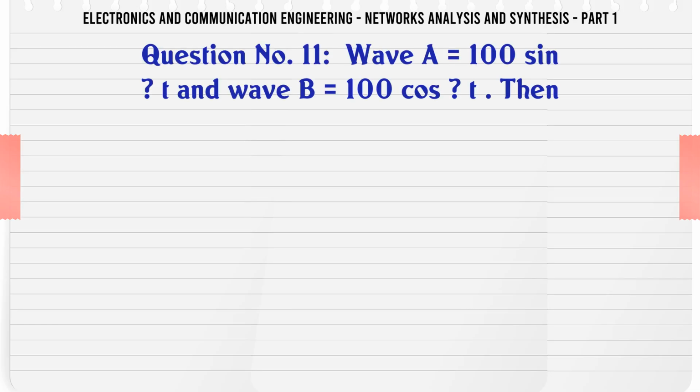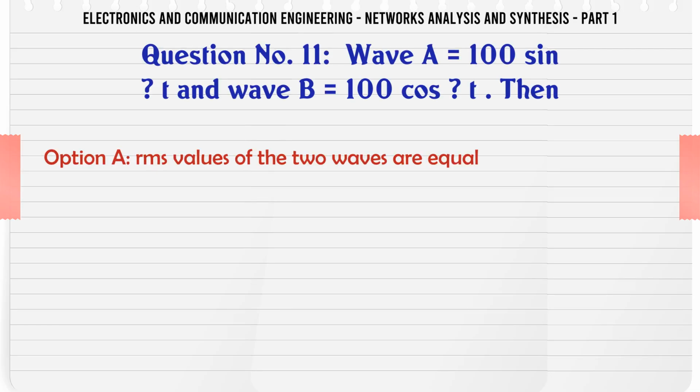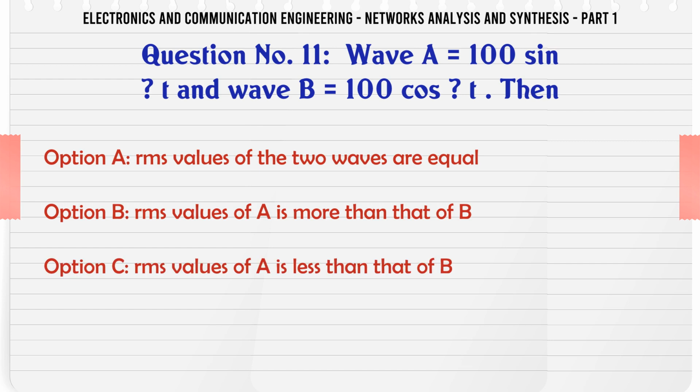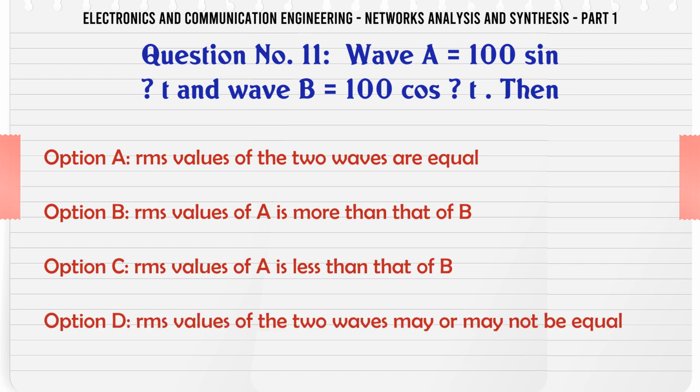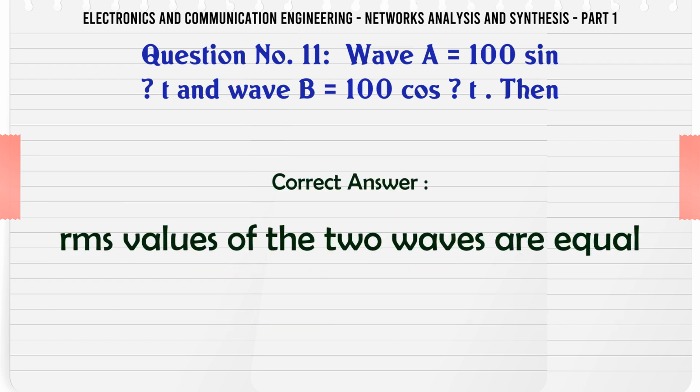Wave A is 100 sin t and wave B is 100 cos t. Then A. RMS values of the two waves are equal. B. RMS value of A is more than that of B. C. RMS value of A is less than that of B. D. RMS values of the two waves may or may not be equal. The correct answer is RMS values of the two waves are equal.